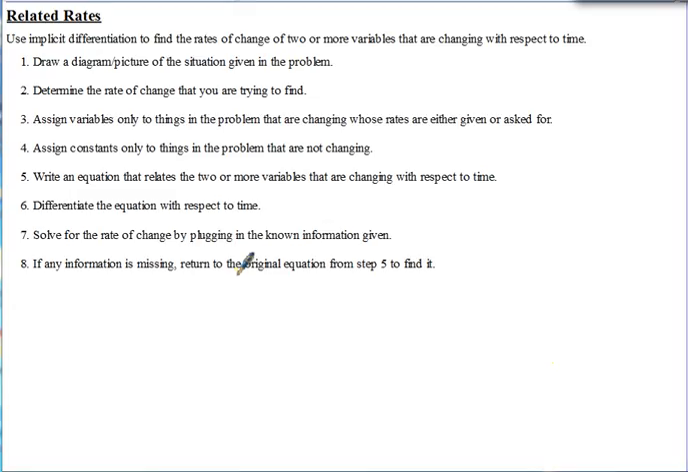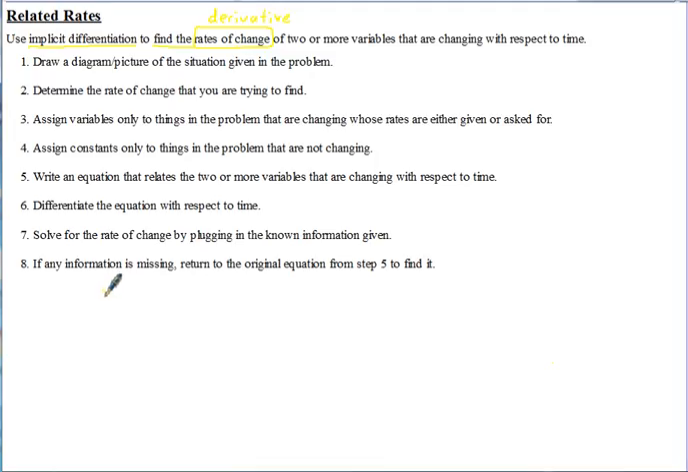These are part 1 of the notes for AP Calculus on the topic of related rates. So in related rates, what we're going to use is implicit differentiation for things that are oftentimes not functions to find the rate of change or derivative, or rate of change is another word for the derivative, of 2 or more variables that are changing with respect to time.